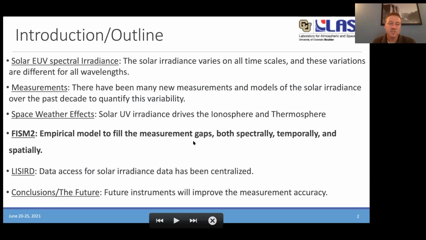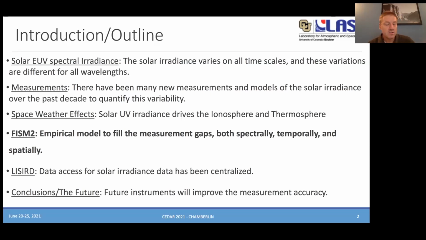So this is just a quick outline of what I'll be talking about. First, I'm going to introduce solar UV spectral irradiance. This has been talked about a lot throughout this conference already, as one of the primary drivers and energy inputs into the Earth, especially the ionosphere and thermosphere. I'm going to briefly present some of the measurements that we have made, because any empirical model is only going to be as good as the measurements that make it.